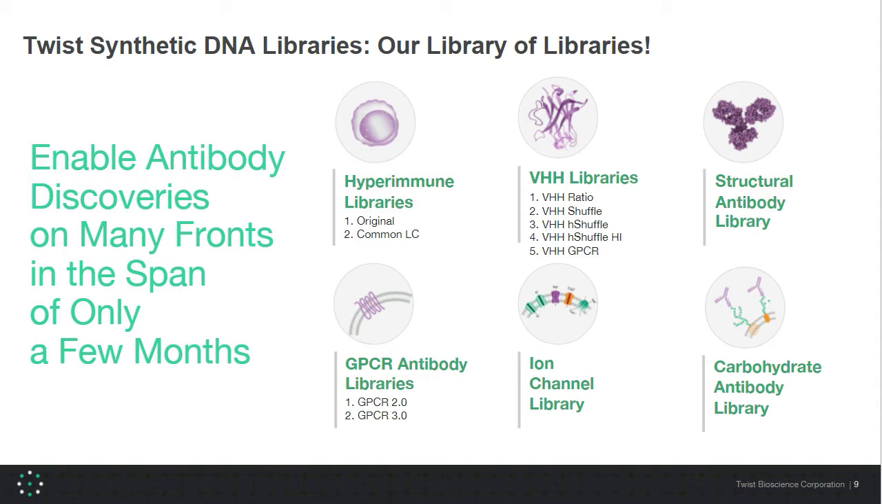And then the three libraries on the bottom are basically focused on difficult to drug targets. For GPCRs, we actually have two approaches that we've developed for libraries to target this difficult but very important class of targets. And then we also have libraries focused on ion channels and carbohydrates as well.